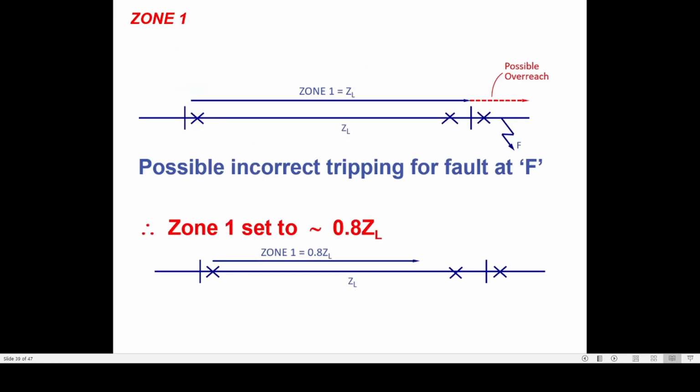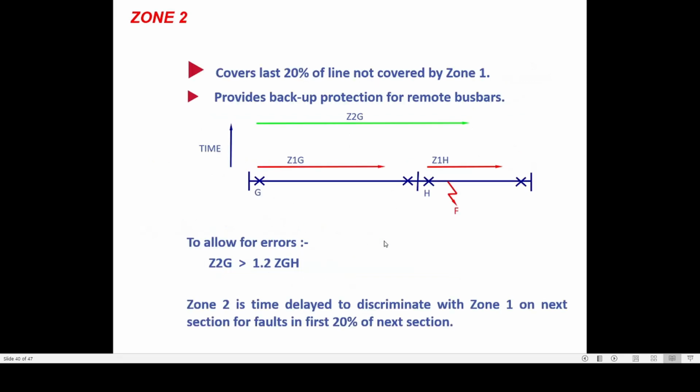Now, what happens if you set zone 1 of line AB at 100%? Then, due to those errors, this zone 1 might overreach up to this point. Suppose the fault is at this point; because of various types of error in the impedance measured by this relay, it might see this fault inside zone 1 and the relay might operate incorrectly. So to avoid that situation, zone 1 is set to 80%.